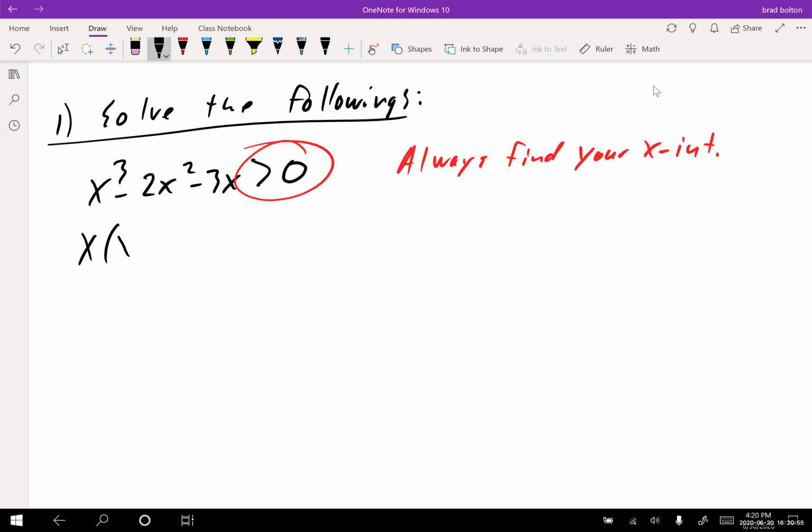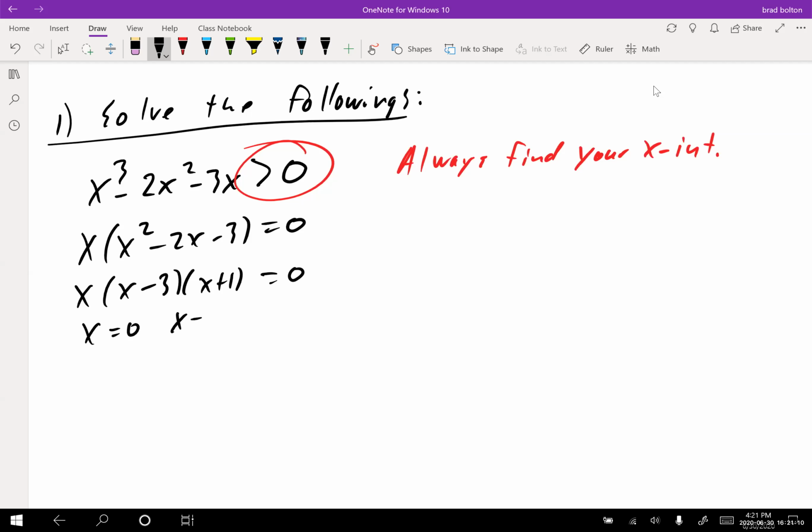So that means you have to factor. We're left with x squared minus 2x minus 3 greater than 0. You know what, I'm going to find the x-intercepts, so I'm just going to say equals 0. And then this is going to be x times x minus 3 times x plus 1 equals 0. So then we have x equals 0, x equals 3, and x equals negative 1. So then I'm going to draw my number line, and I'm going to put negative 1, 0, and 3.